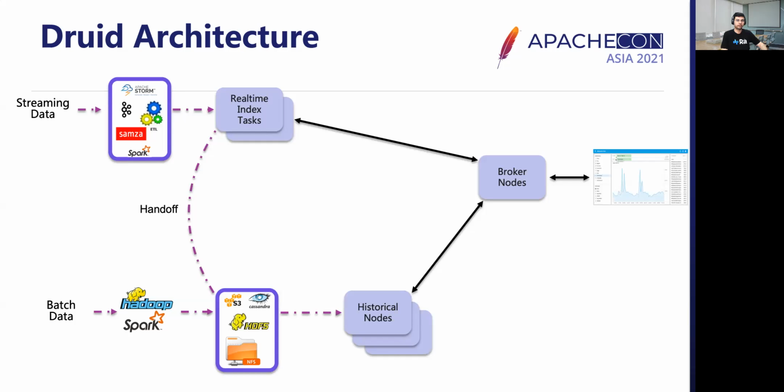It has a concept where each node type is designed and optimized to perform a specific set of tasks. The first set of components I'm talking about is on the top, which is real-time index tasks. So real-time index tasks essentially do three things. They handle real-time ingestion. They support both pull-based as well as push-based ingestion. They handle queries. Along with the data ingestion, they also have the ability to serve queries on the data as soon as it is ingested in memory on the real-time index task.